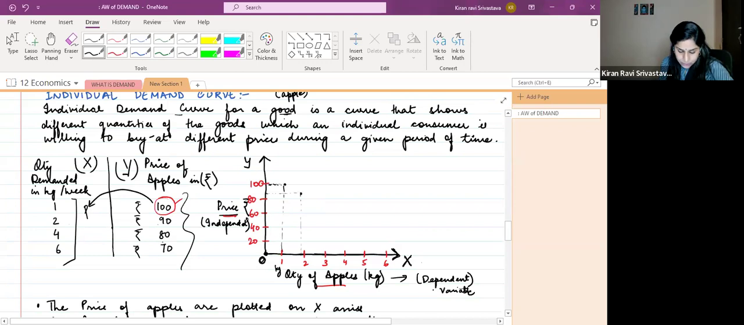Then for 80 rupees, I'm buying 4 kgs of apple. So where is 80? 80 is here and 4 is here. And the next one is for 70 rupees, mine is 6. So 70 is somewhere here. Like that. It is 6. So now see, I've got the dots.